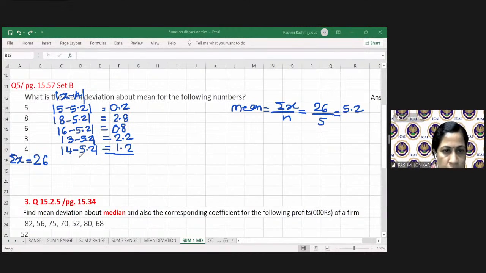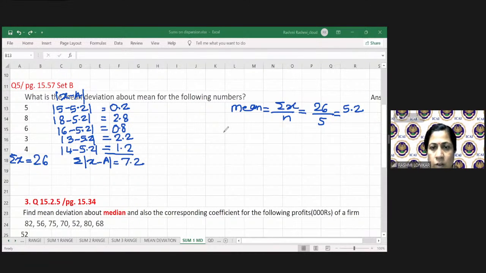Now what do I have to do? I do summation mod of x minus a. How much is this? Let us check. 0.2 plus 2.8 plus 0.8 plus 2.2 plus 1.2. This is equal to 7.